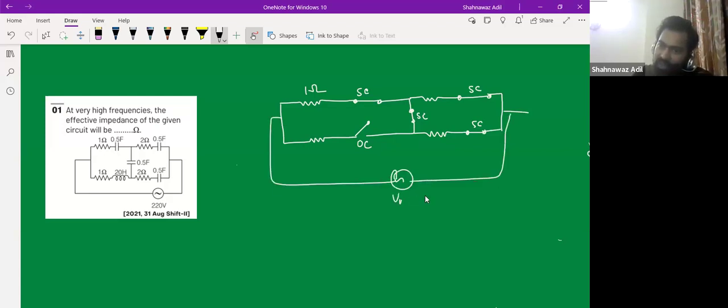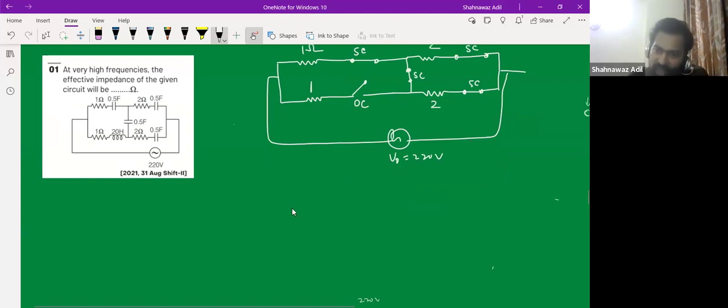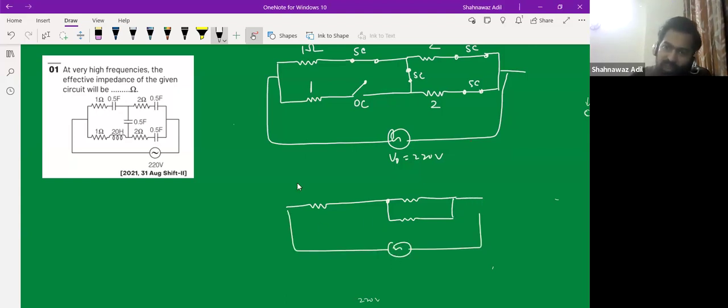And V naught is given, which is 220. So what is this thing? 1 ohm, 1 ohm, right? And then this is 2 ohm, 2 ohm. So effective diagram. Oh, this is open circuit. So what is the effective diagram? Effective diagram is this one, and then we have this junction and this one and this one, right? And then we have this supply. This is 1 ohm. This is 2 ohm, 2 ohm. So these are in parallel.